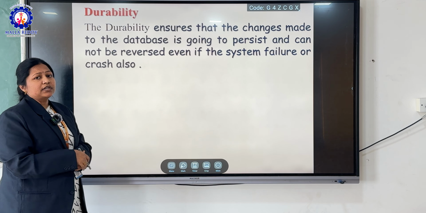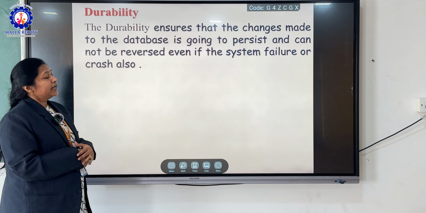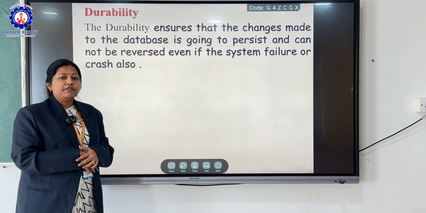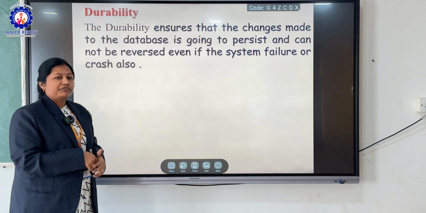And the last one is durability. The durability ensures that changes made to the database are going to persist and cannot be reversed even if there is a system crash or failure in the system.